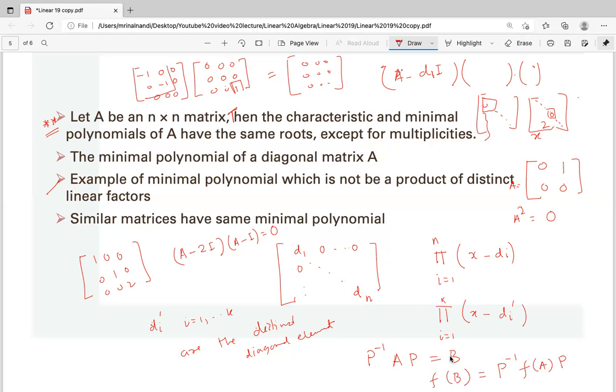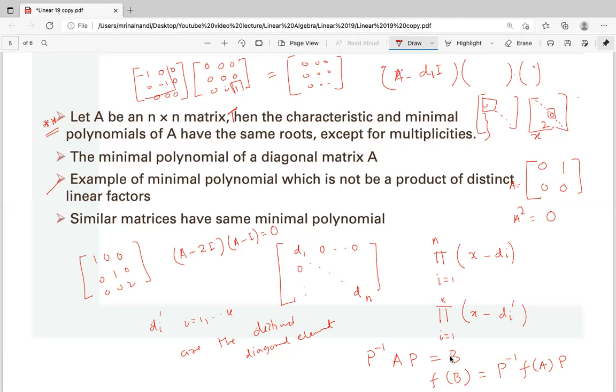Why this? Okay, no. First we take f as a minimal polynomial of A. Then f(A) is 0, and then f(B) is 0. So f is an annihilating polynomial of B.